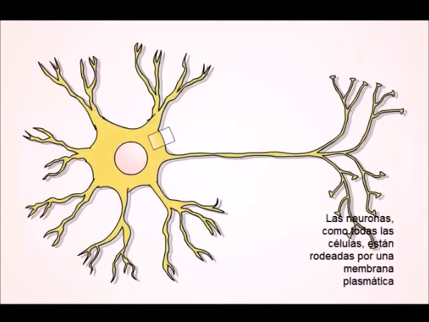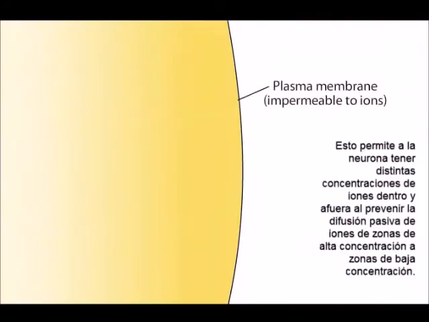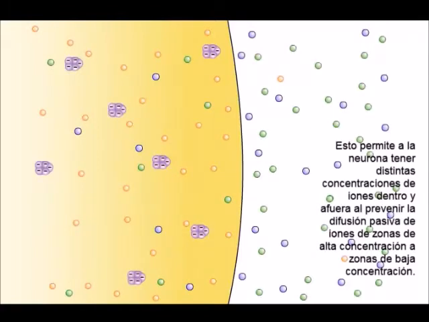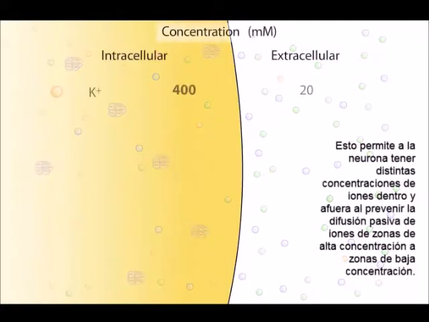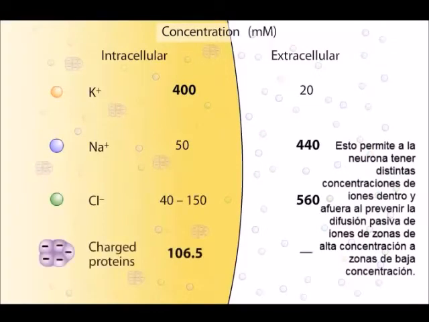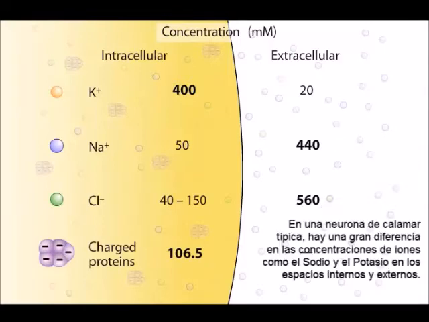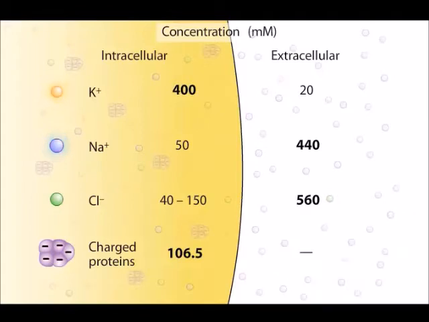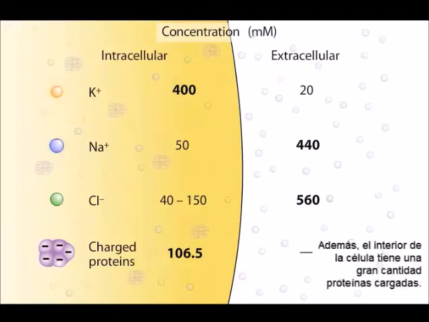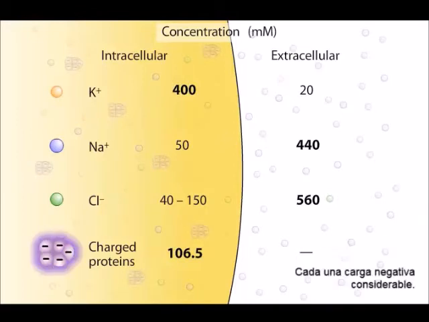Neurons, like all living cells, are surrounded by a plasma membrane that is impermeable to ions. This property allows a neuron to maintain different concentrations of ions between the inside and the outside of the cell by preventing the passive diffusion of ions from regions of high to low concentration. In a typical squid neuron, there is a large difference in the concentration of ions, such as sodium and potassium, between the intracellular and the extracellular environments. In addition, the interior of the cell has a high concentration of protein ions, each with a considerable negative charge.